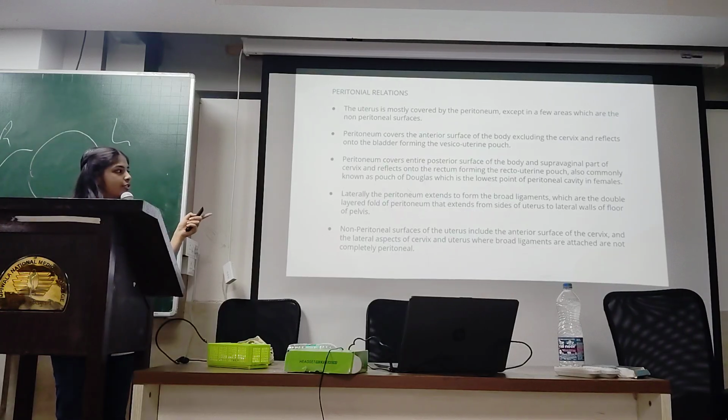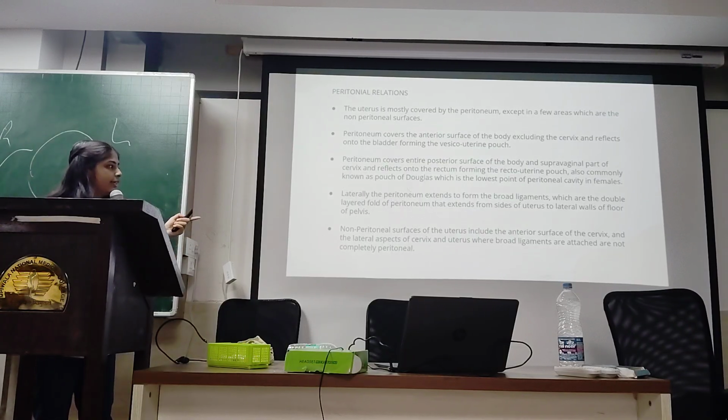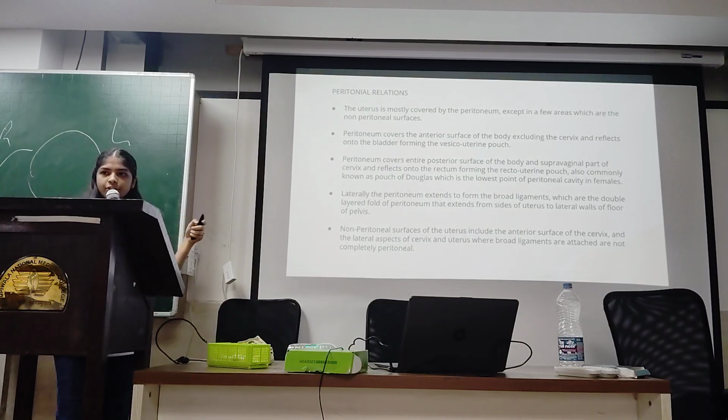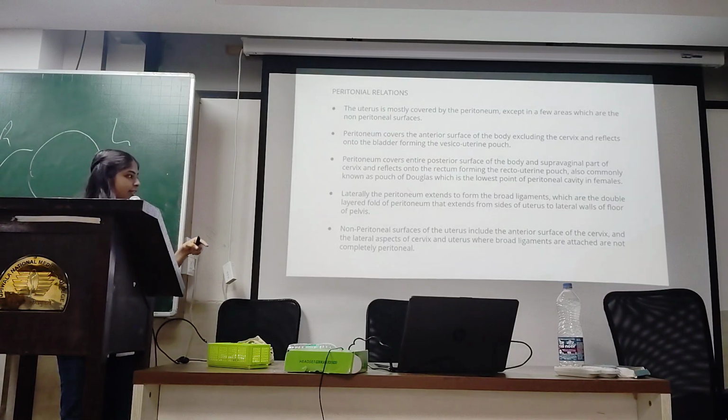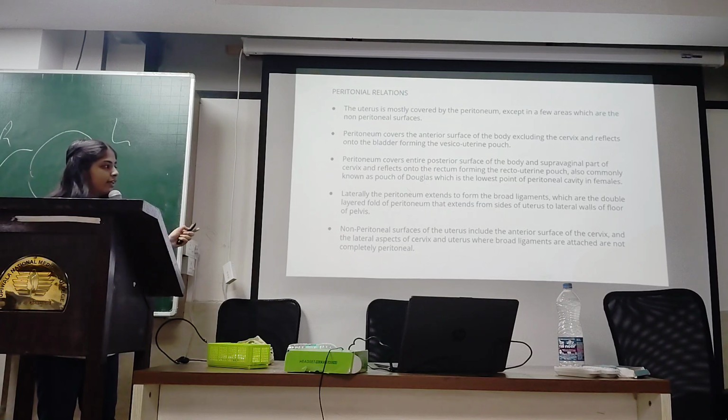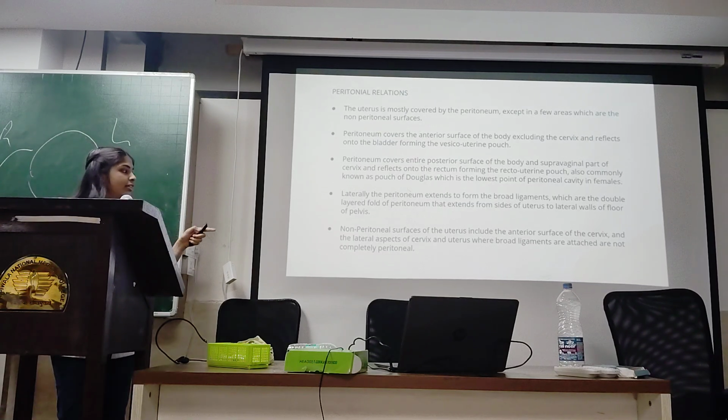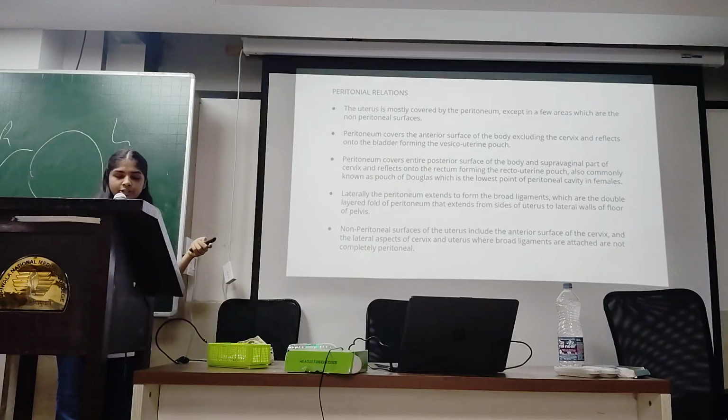Laterally, the peritoneum extends to form the broad ligaments, which are a double-layered fold of peritoneum, and they extend from the sides of the uterus to the lateral wall. The non-peritoneal surfaces include the anterior surface of the cervix, and the lateral aspects of the cervix and uterus where the broad ligaments are attached, which are not completely peritoneal.